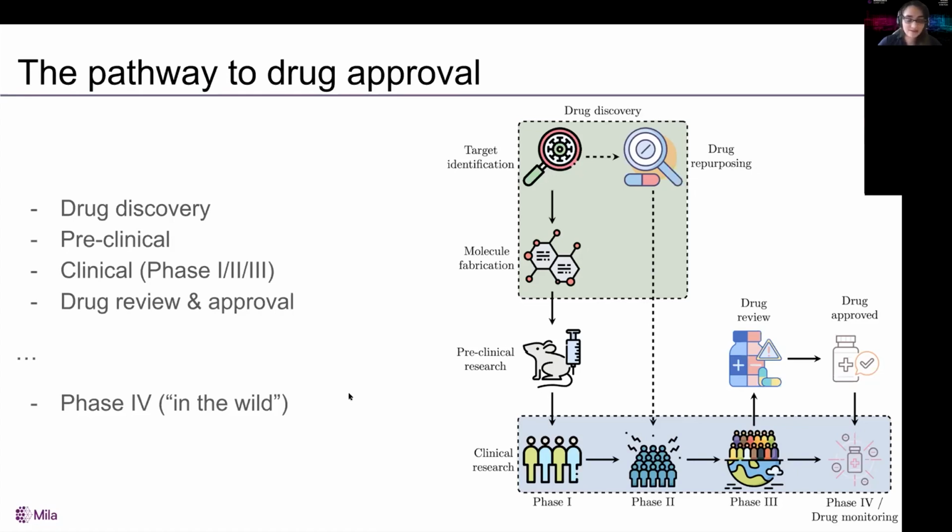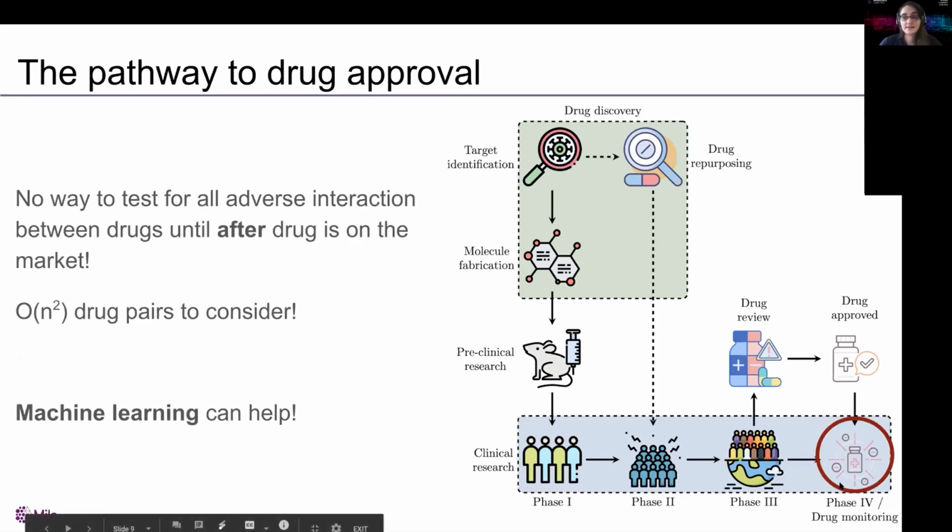And after that, there's phase 4. So what this means is that after it's been put on the market, the doctors and people generally report if it has any side effects in the wild. And even after it's put on the market, the drug is being monitored. So that's what this phase 4 means. And this is exactly where drug-drug interaction, so the side effects coming from taking multiple drugs, is caught in a way. So this is where people report it. This is where these things are discovered.